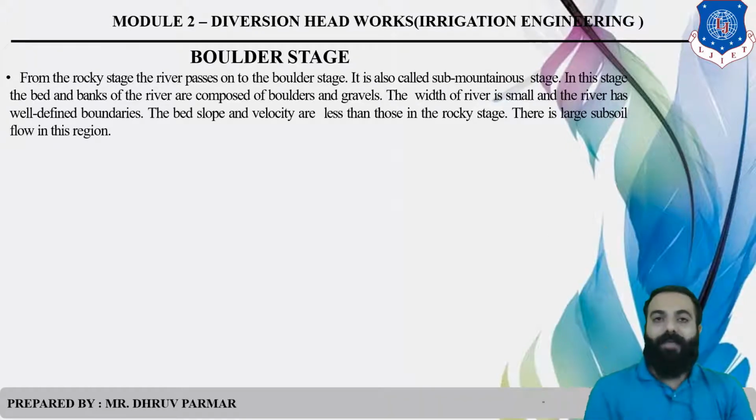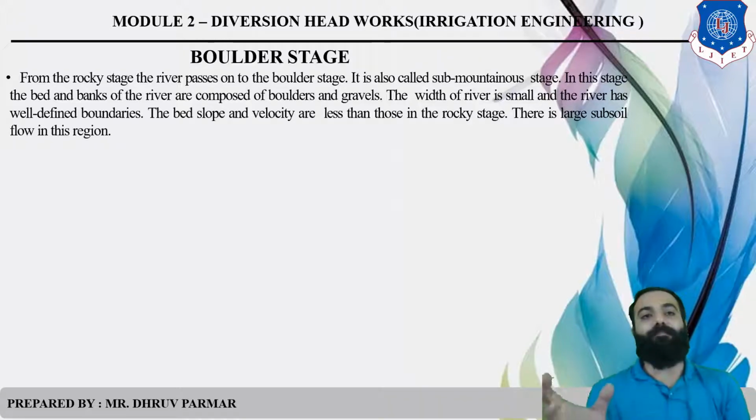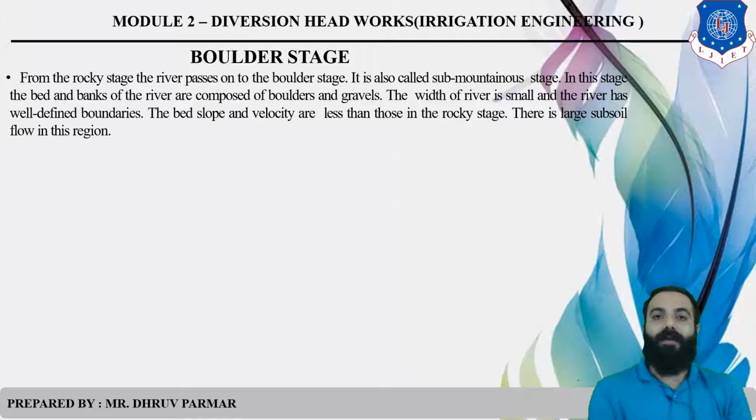Clear? From the rocky stage, when the river comes from hilly to boulder, the river passes from the rocky stage to the boulder stage. That is also called the sub-mountainous stage. Clear? In this area, boulders and gravels are all around the river. Clear? And the width of the river is very small, with no well-defined boundaries. The bed slope and velocity are less as compared to the rocky or hilly stage.